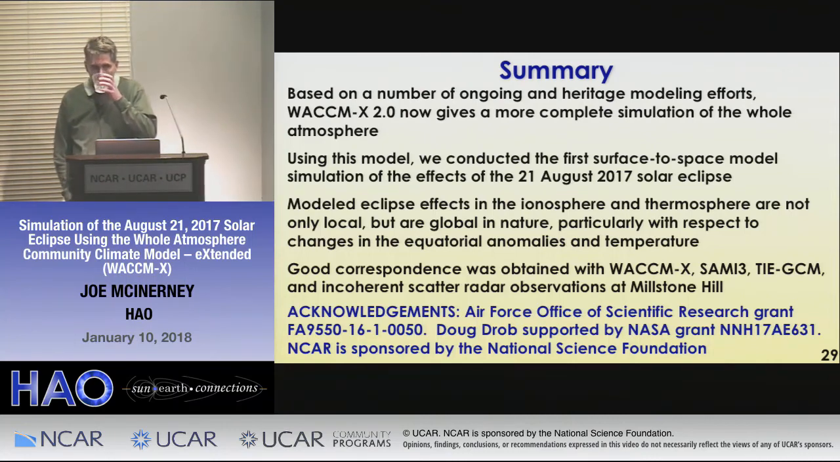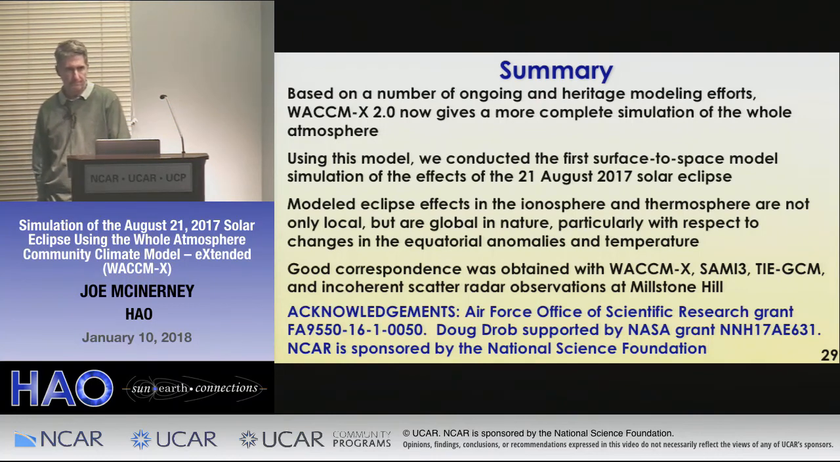Are there observations in the southern hemisphere that show the behavior that you're seeing in WACCM-X down there? I think I heard people say that there are observations. We haven't made an effort to grab those and see how close we are.